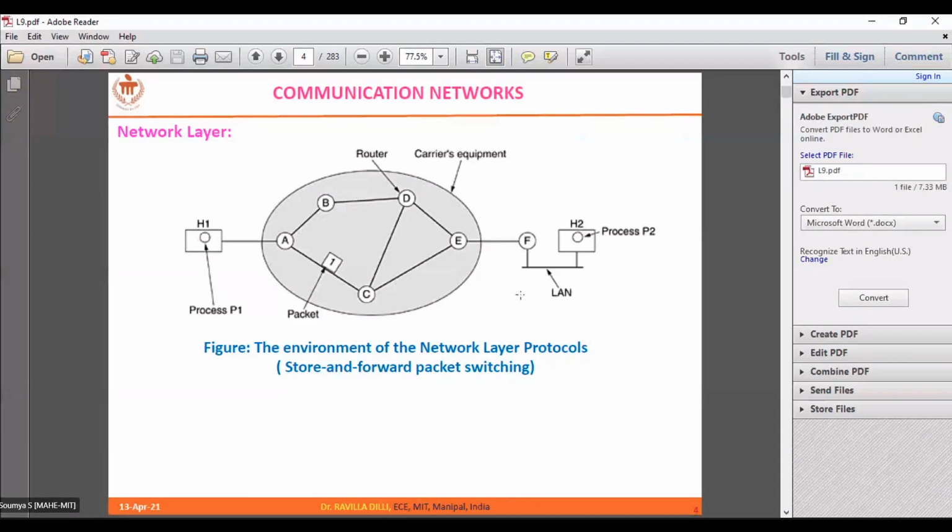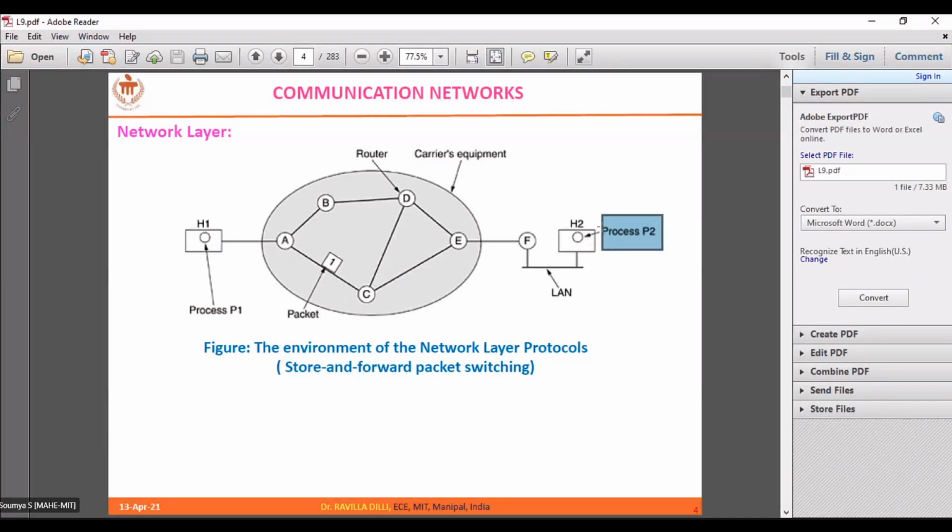Now, this is a figure that shows you the environment of the network layer protocols. This is also known as store and forward packet switching. Now, just look at this figure. What do you understand? You have a host 1, that is H1. This is host 1. And you have another host, which is H2. Now, host 1 runs a process known as P1 and host 2 runs a process known as P2.